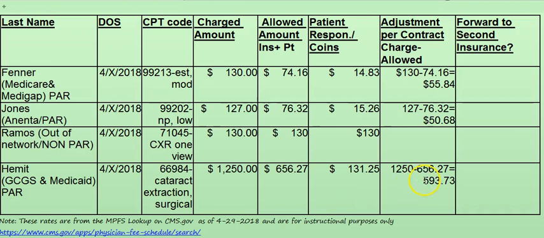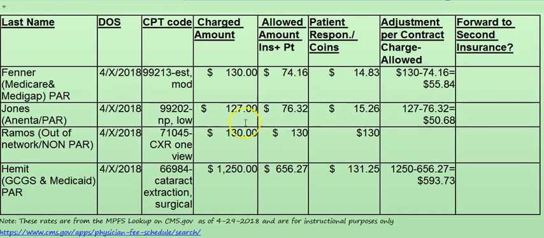Skip down here to our cataract surgery. Now again, this adjustment looks really huge. That's because it is. It is a contractual adjustment nonetheless, because we are participating with this Green Cross, Green Shield, and Medicaid. So the contractual adjustment will be $593.73. We will be able to collect $656.27 total between the insurances and the patient payment. And in our next lecture, we'll talk about whether or not to forward these to the insurances.